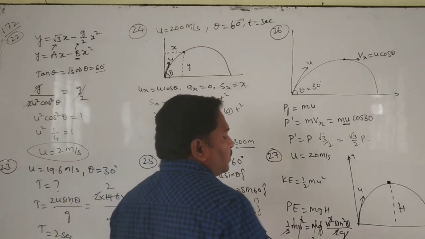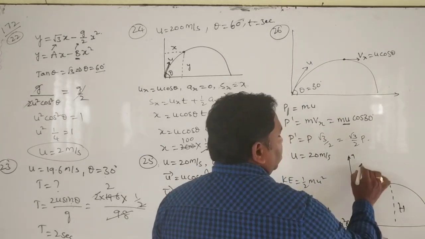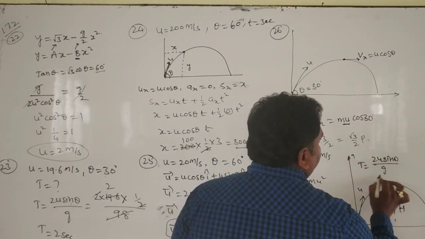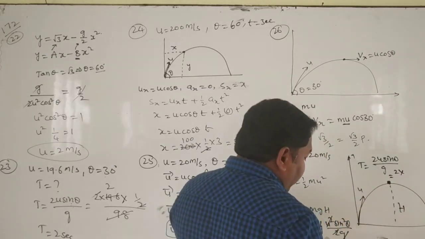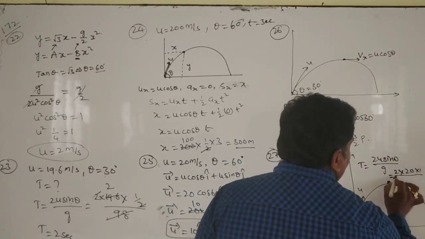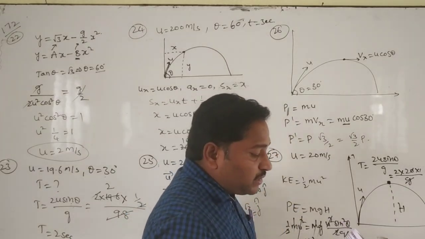So theta equals 90 degrees. Now we have to find the time of flight, 2u sin theta by g. So this is equal to 2 into, what is the initial velocity? 20 meters per second, into sin theta is 1, by g, cancel. This becomes 2 into 2, 4 seconds.